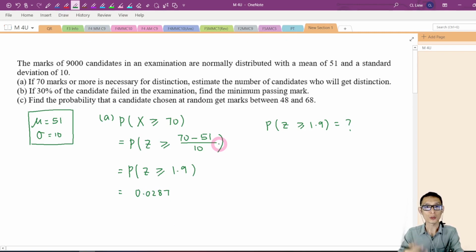So how do we estimate the number of candidates who will get distinction? This is the probability of a student getting distinction. So the estimated number of students will be equal to 0.0287 times 9,000.